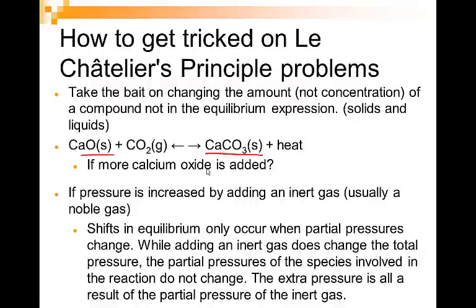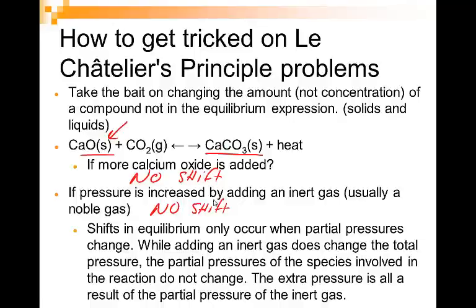So if we have more calcium oxide added, we've got to realize that that's a solid, and we want to say no shift in equilibrium. Changing the amount of a solid or a liquid will not change the equilibrium point. The second no shift answer comes from increasing the pressure by adding an inert gas, and it's usually going to be a noble gas. So they're going to say 2 moles of helium were added to the system.